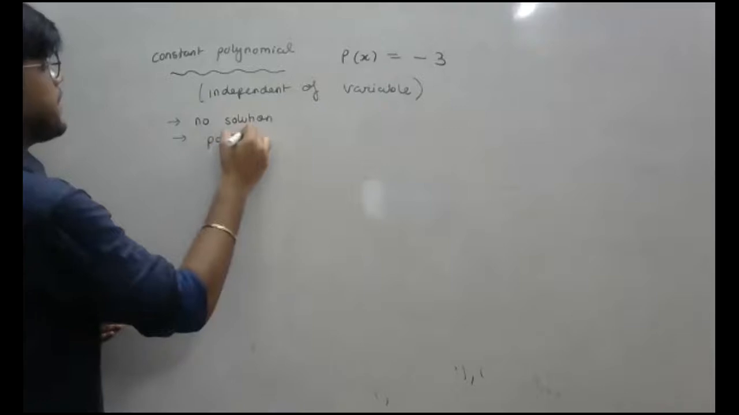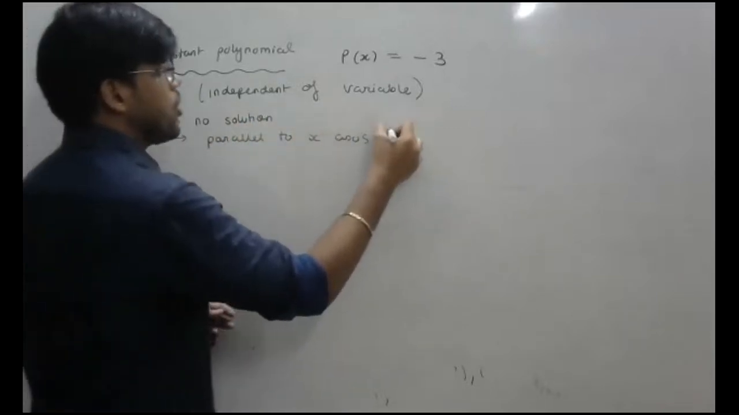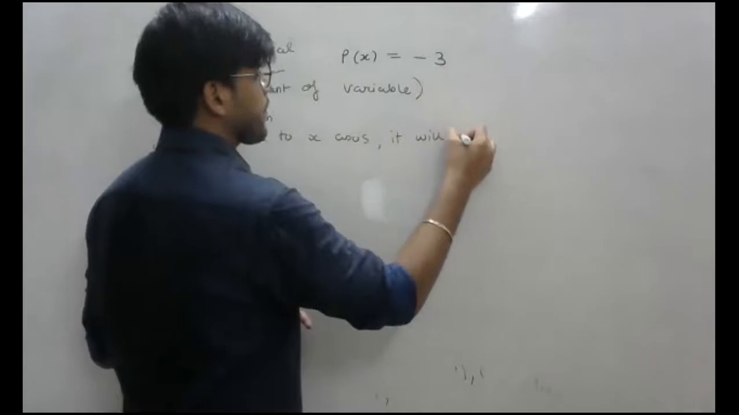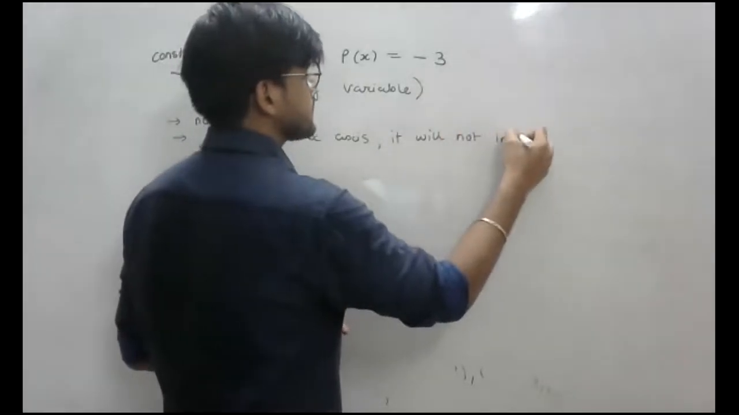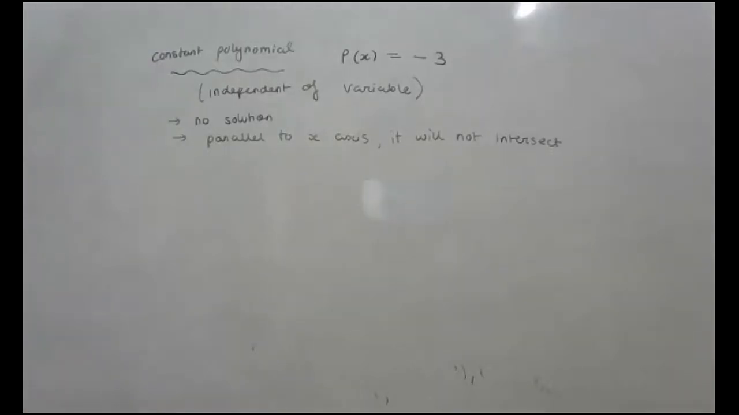The line will be parallel to the x-axis. It will not intersect. Please understand, this type of polynomial will be parallel to the x-axis and it will not intersect your x-axis. So there is no solution for this.